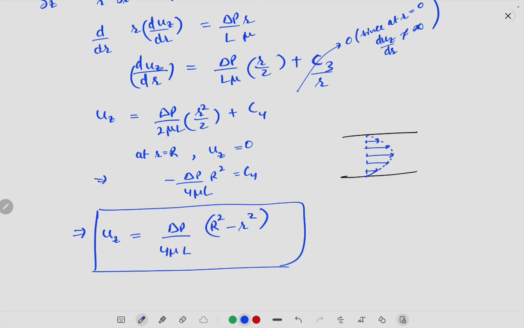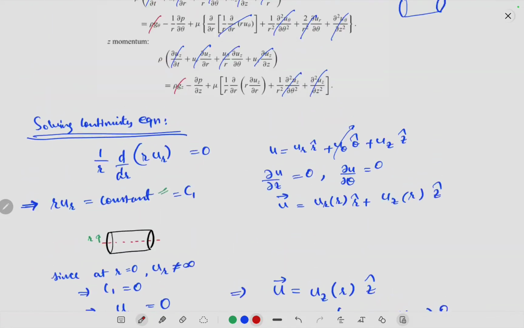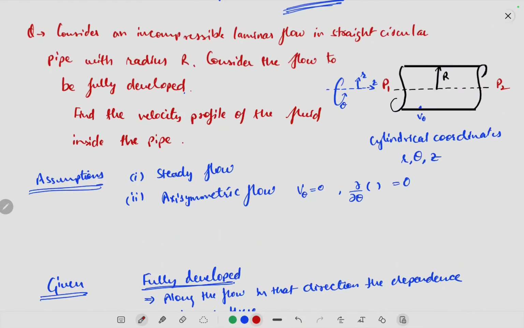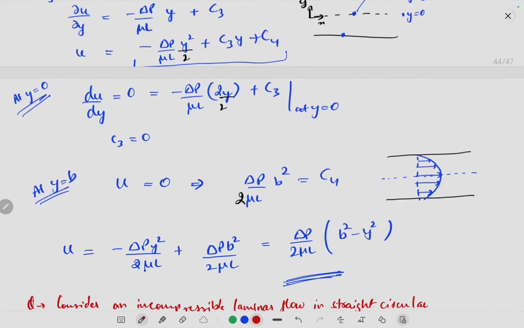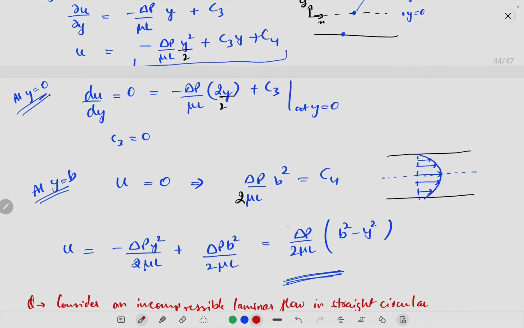Okay, so such types of flows are called Hagen-Poiseuille flow, and the flow that we discussed in the previous problem is called plane Poiseuille flow.